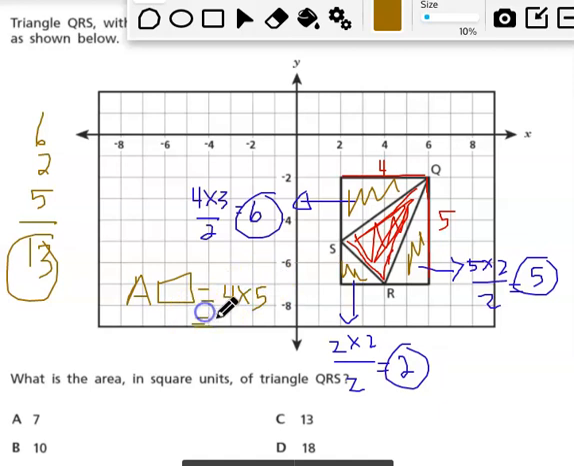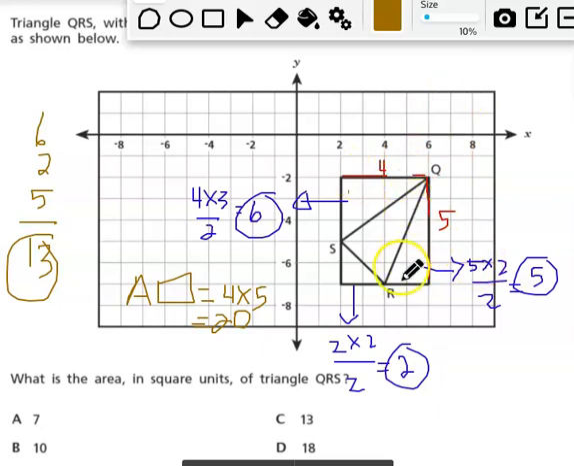So okay, the area of the entire space is 4 times 5, right? Let me just erase that. The area of this entire space over here is 4 times 5. Right? 4 times 5, that gives you 20.